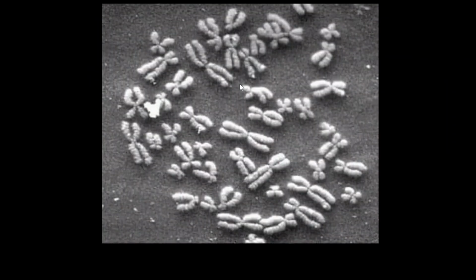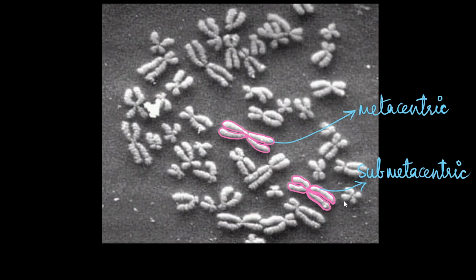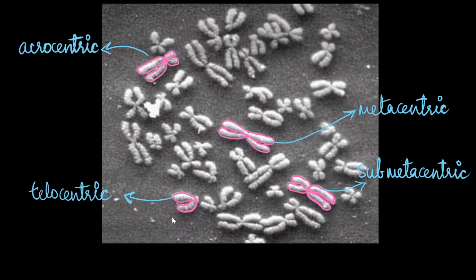This is the micrograph of all the chromosomes within a human cell. I'll give you some time, see if you can spot the different morphologies. So this chromosome right at the center is a metacentric chromosome. This chromosome over here is a submetacentric one. Up over here, we have an acrocentric chromosome. And towards the left on the bottom part here, it is a telocentric chromosome.